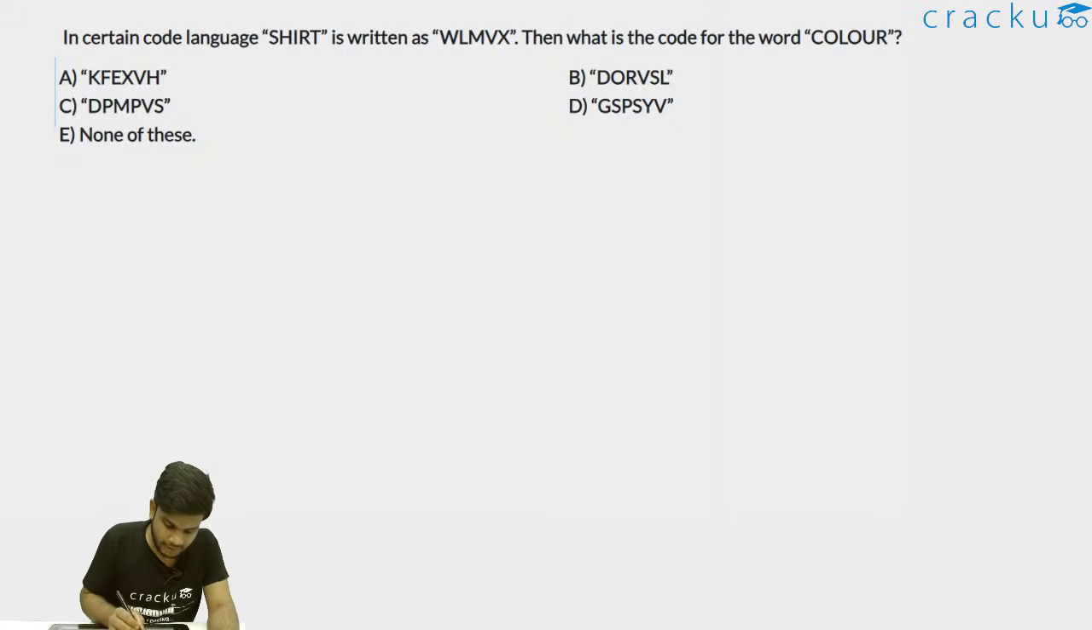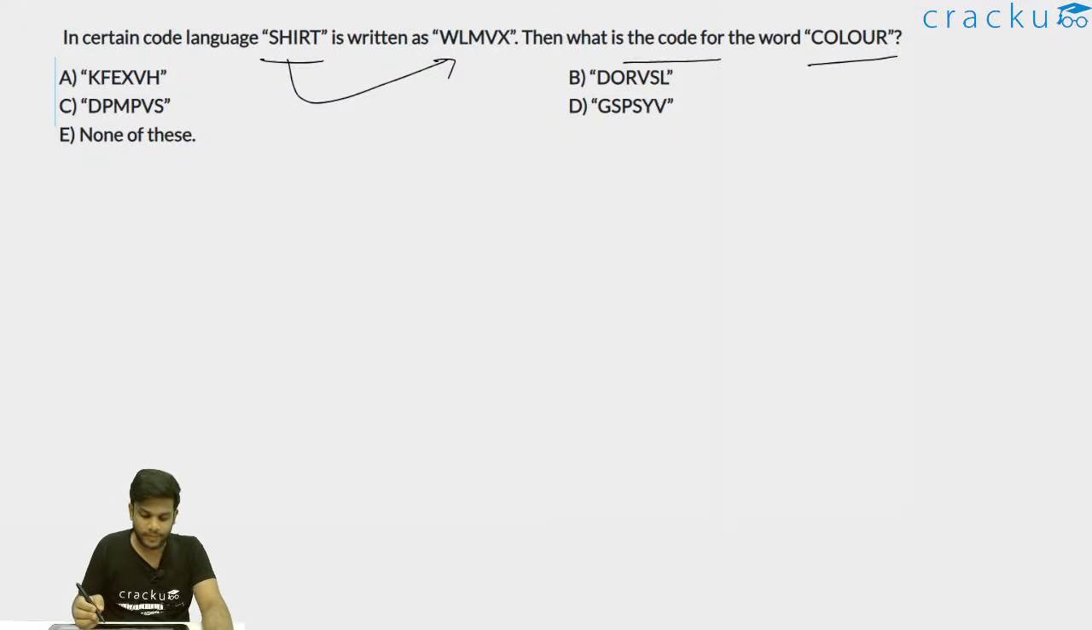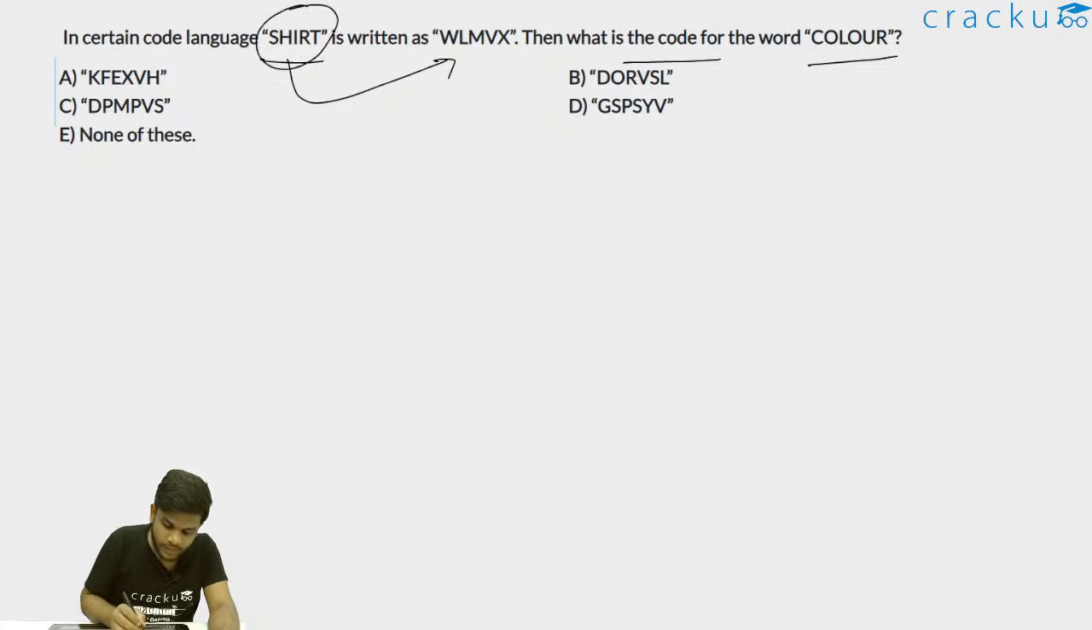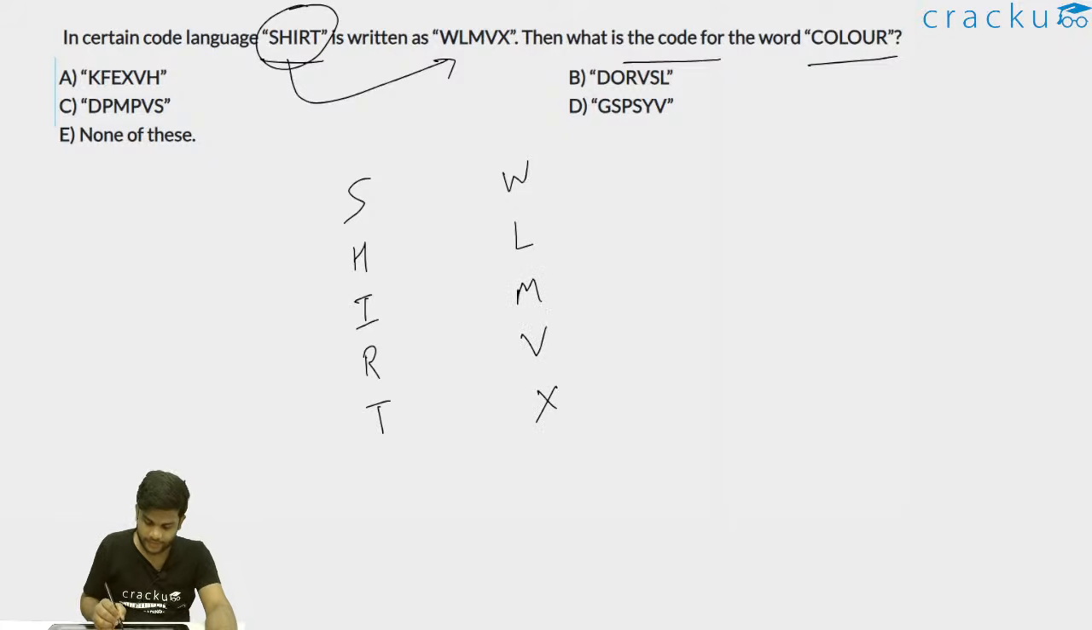Okay, so in this question it is given that there is a code language following which we can write shirt as this word. So we have to find a similar code for the word color. Now if we look carefully, the term SHIRT, and here we have WLMVX. Let's start with the S. After S you can find S, T, U, V, W. So after S the fourth term is W. So that means 4 is added to S.